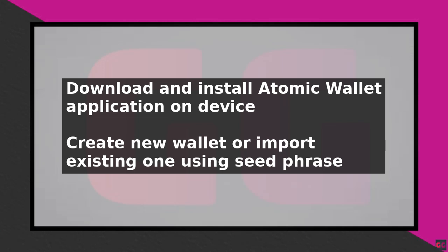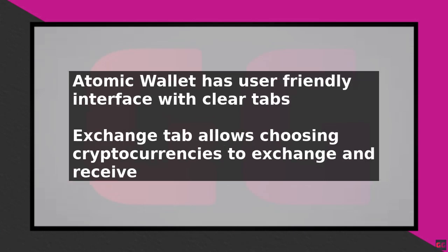and settings. To access the exchange feature, click on the Exchange tab, where you can choose the cryptocurrency you want to exchange and the one you want to receive. Atomic Wallet supports a wide range of cryptocurrencies, including popular ones like Bitcoin, Ethereum, and Litecoin, as well as many smaller altcoins. You can search for the specific cryptocurrencies you want to exchange using the search bar, or browse through the list of available options.